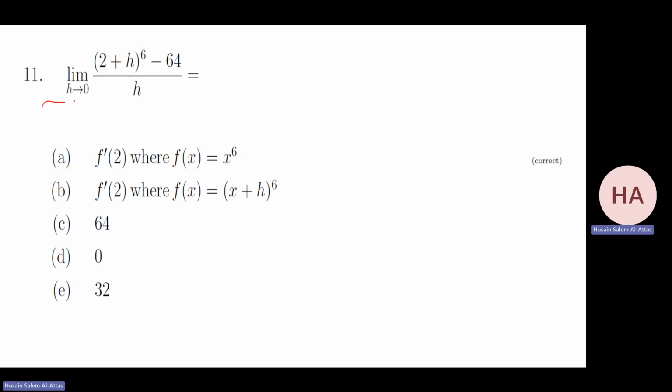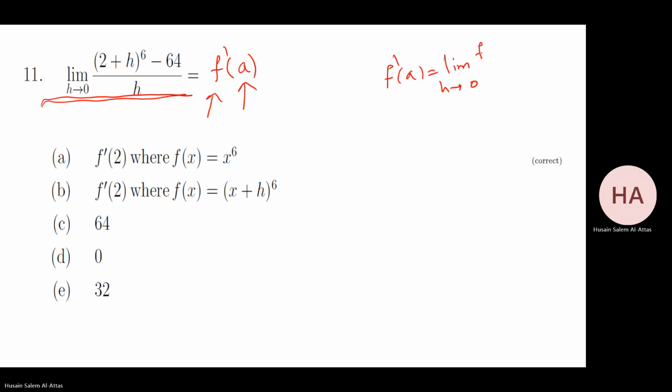Now he's telling us this is equal to f prime at 2, f prime of a function. So I want to represent this in terms of the derivative. And actually saying this is f prime at a, find f and find a. Notice this, f prime at a is the limit as h goes to 0 of f of a plus h minus f of a over h. So how to read the derivative from the limit?